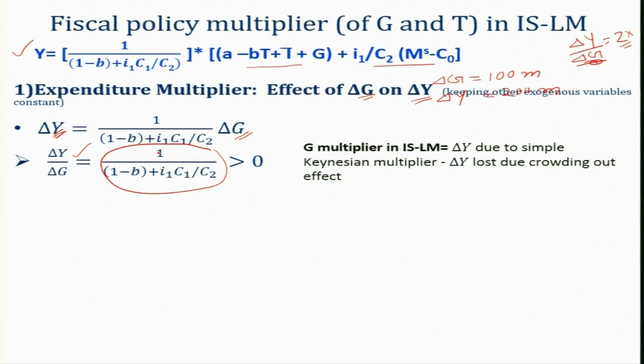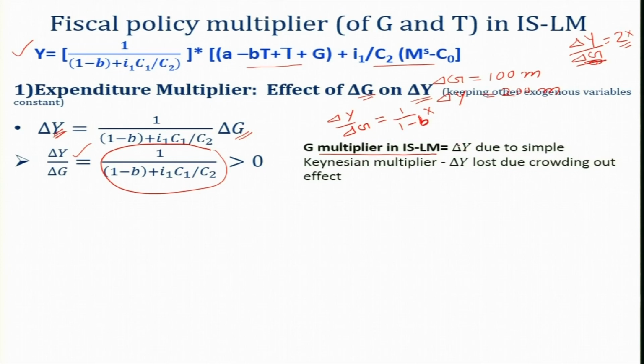In the simple Keynesian model without the money market, the government expenditure multiplier, del y by del g, was 1 by 1 minus b. That means there is the full multiplier in the simple Keynesian model. But we know that due to the crowding out effect, the increase in output, del y due to del g, is less in the ISLM model compared to the simple Keynesian model. So the government expenditure multiplier in ISLM is less than the simple Keynesian multiplier.